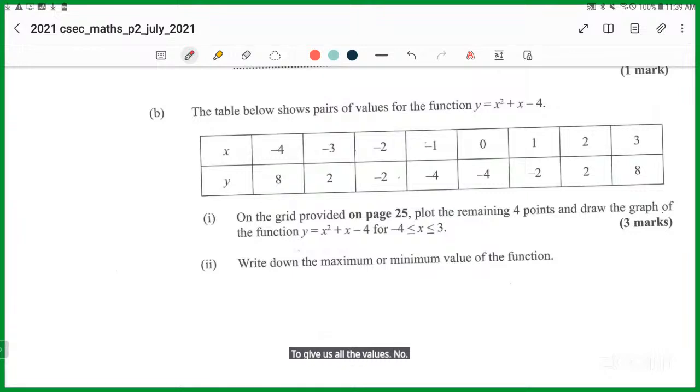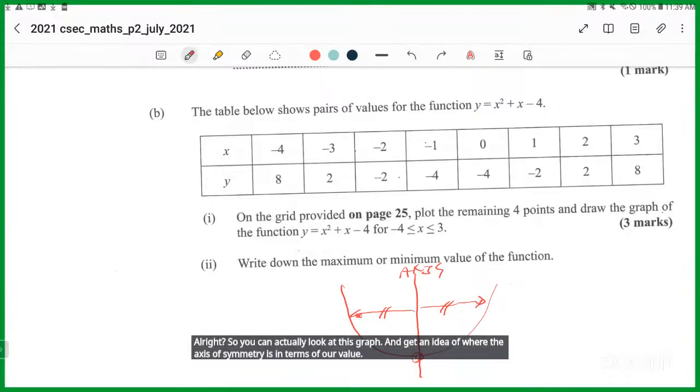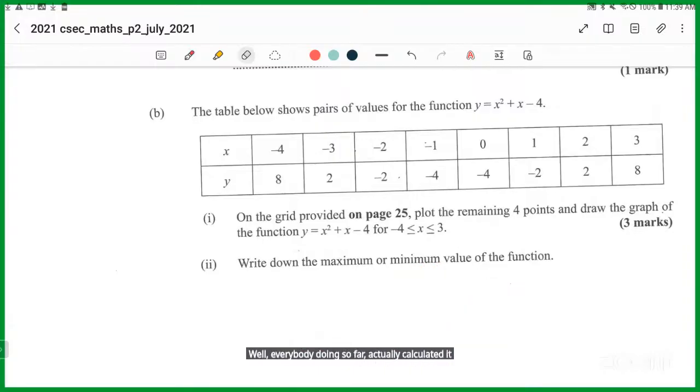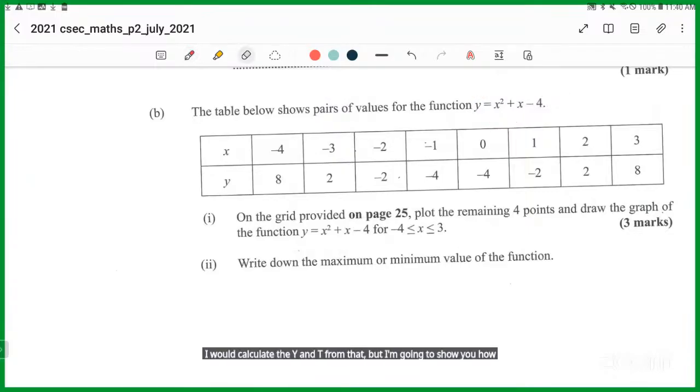Now I want to point out something to you on this table: the symmetric nature of the quadratic function. It is symmetrical on the graph in that there's a line of symmetry that passes through the vertex. It's such that the y values on either side of that axis of symmetry are the same distance from the line of symmetry. So you can actually look at this table and get an idea of where the axis of symmetry is in terms of a value. Now, everybody so far actually calculated it from the function. They calculate the x_t from this, and they calculate the y_t from that. But I'm going to show you now you can pick it up in the values here as well.